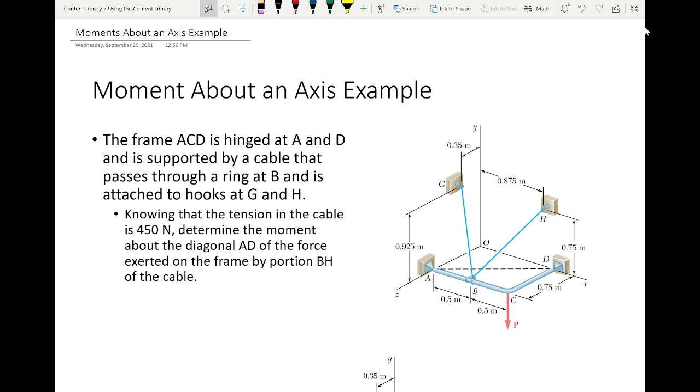So what I want to determine is the moment about this axis here, and it's the moment generated by this force. Going back to what I said earlier, here's our axis, so think of AD as the axis. And at this point B, there's a force going like this. I want to know how much of that moment is going about this axis. I know there's a lot going on and a lot to digest, but we'll take our time with it. Don't worry. It seems scary. It's actually a lot easier than you would think.